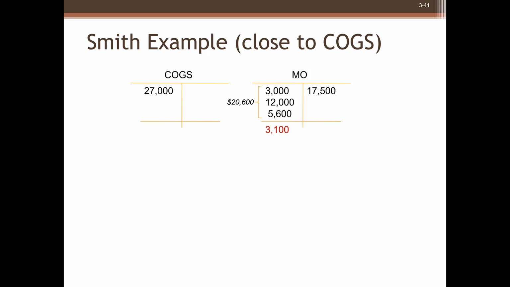Therefore, only if we credit 3,100 to the MO account can we get an ending balance of MO on the debit side of 0. If there's any credit, there must be a debit. So for this closing journal entry, we need to debit cost of goods sold 3,100, and credit manufacturing overhead 3,100.